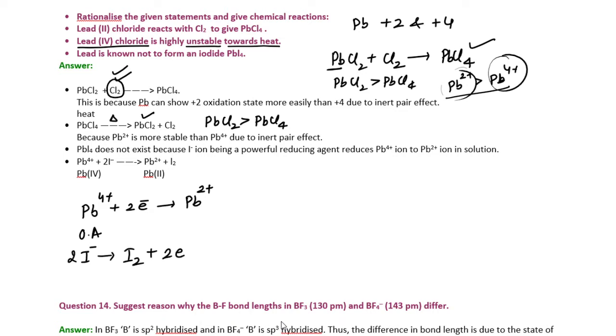At the same time, iodide ion is a very powerful reducing agent, so it can lose electrons easily. That's why there is a redox reaction between Pb4+ and I-. So Pb4+, when it comes in contact with iodide, rather than forming PbI4, forms Pb2+ along with I2. That's why lead is not known to form iodide like PbI4. Got it? Done? So that's it.